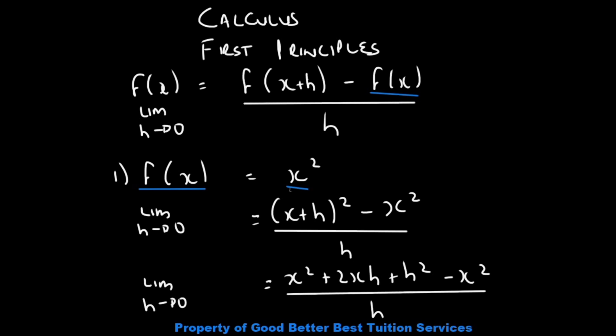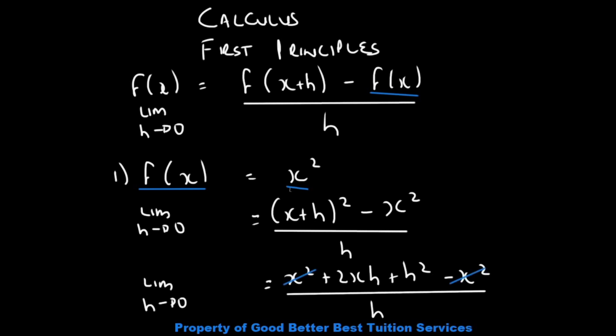And now what we need to do is simplify. Our limit as h tends to 0 means that h becomes so small that we take the value as 0 eventually at the end. We aren't going to do it now, but at the end of the sum we will. Now what we need to do is expand and multiply, and we have x squared plus 2xh plus h squared minus x squared over h.